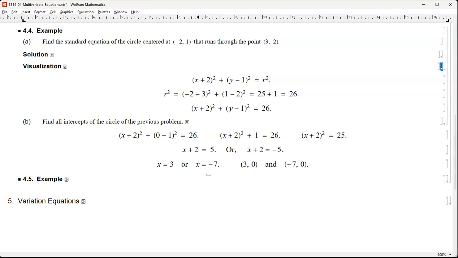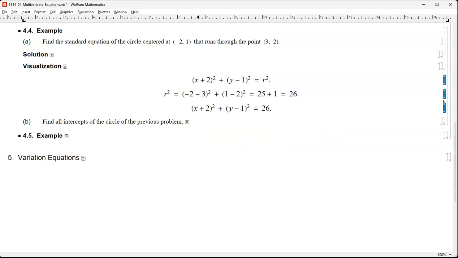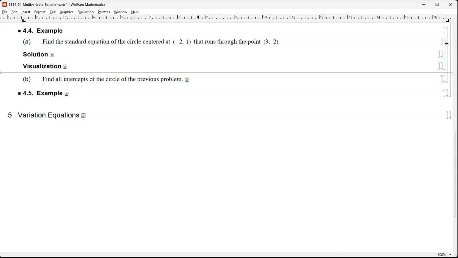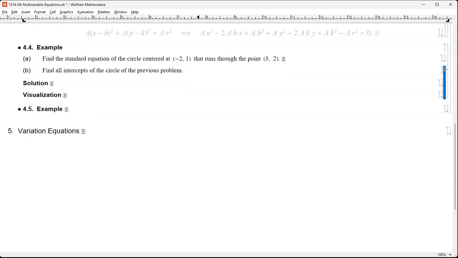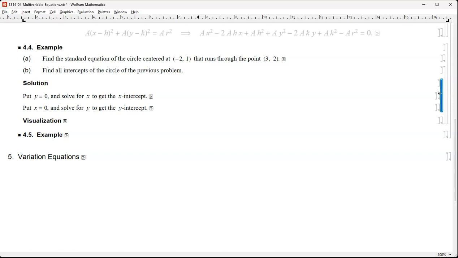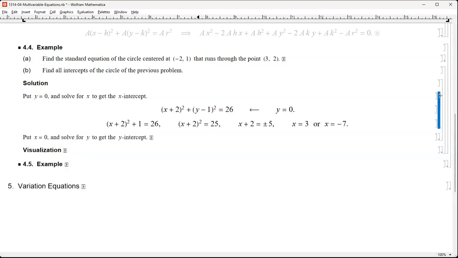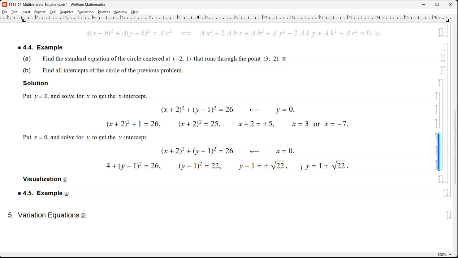Okay, how about the y-intercept? Substituting x equal to 0 and solving for y, I'll leave that to you. So what do you get? Yeah, this is already done. Next, put x is 0 and solve for y. So 0 plus 2 squared is 4. Flip it over, (y - 1)² is 22.